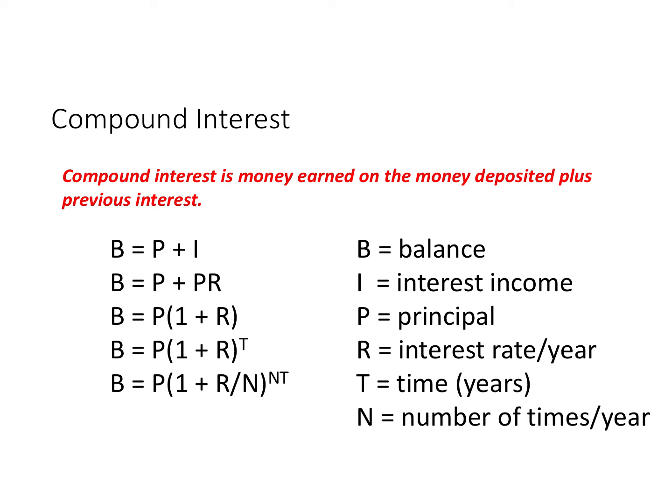And similarly, the exponent, instead of just being T, is now going to be NT, because it's the number of times per year times the number of years. So our full formula for compound interest is B is equal to P(1 + R/N) raised to the NT power.